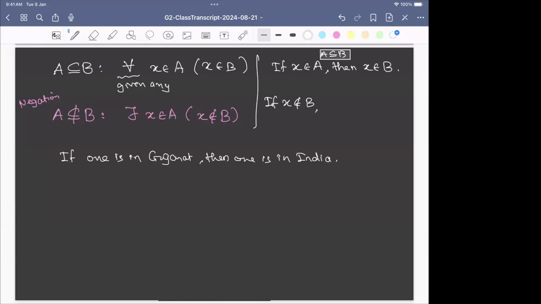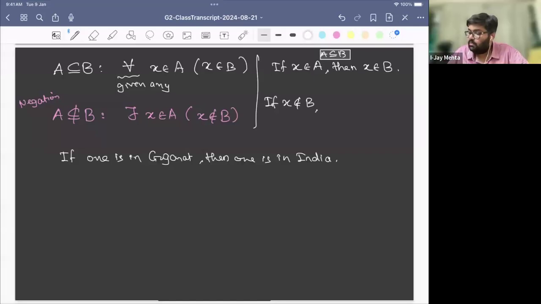Room number 6, Sumit. Sir, if X is not in B, then A is not a subset of B. No. A is a subset of B, then X, this is how we show A is a subset of B. If X is in A, then X is in B.